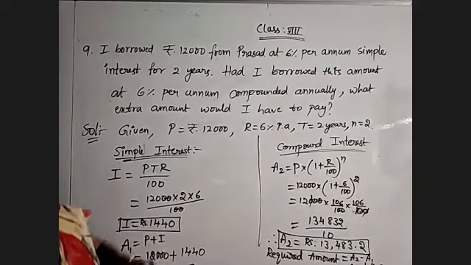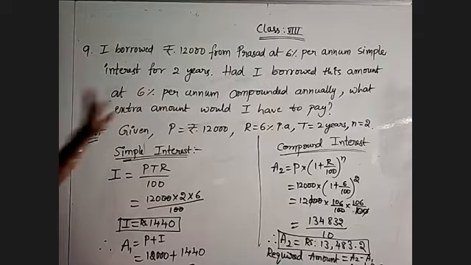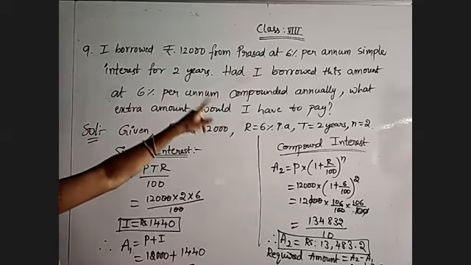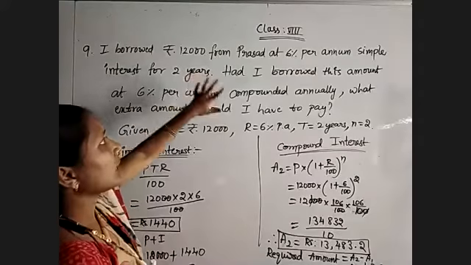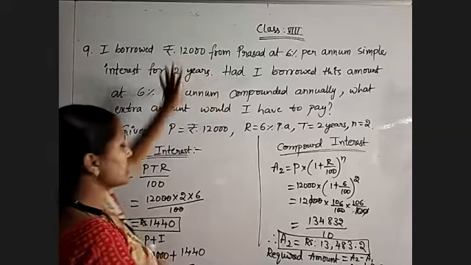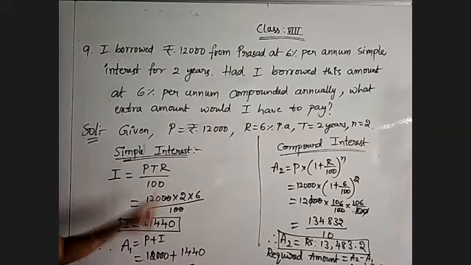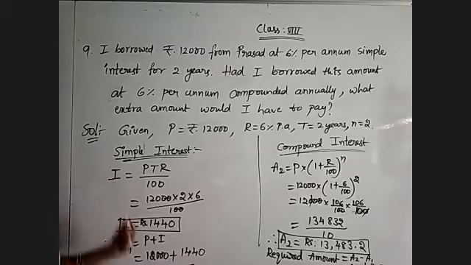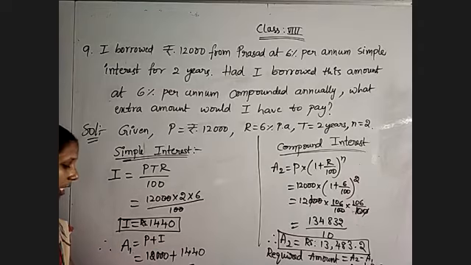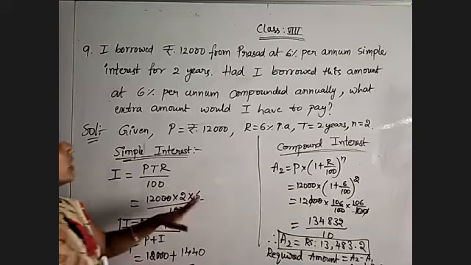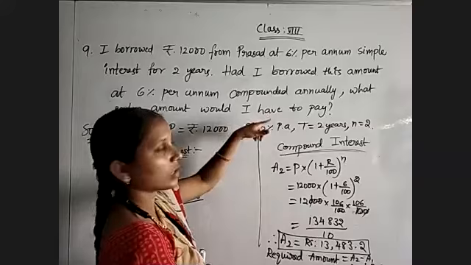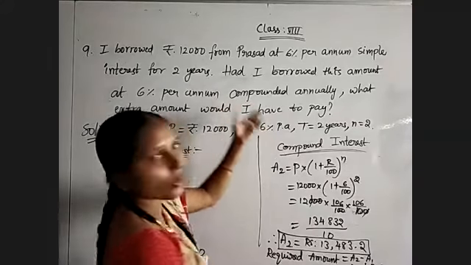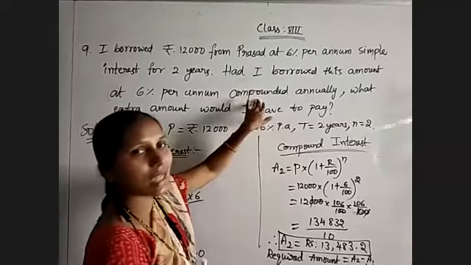Once again, observe the question. Here they mentioned that I borrowed 12,000 rupees from Prasad at 6% per annum, simple interest for 2 years. Means simple interest. In case of simple interest, how much amount is he paying for 2 years? We found it like this. First, we find interest. After that, amount by using principal plus interest. So in case of simple interest, he is paying 13,440 rupees. Had I borrowed this amount at 6% per annum compounded annually, same amount for same time, if he is borrowing for compound interest and that interest is compounded annually.